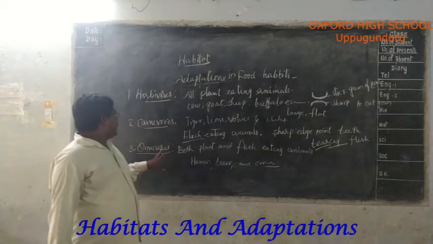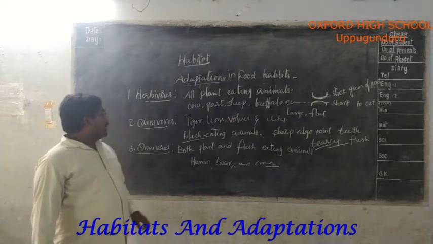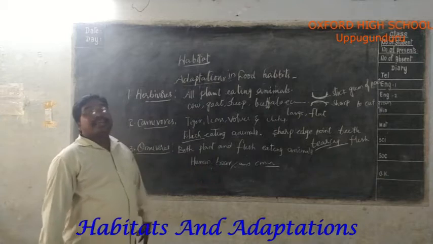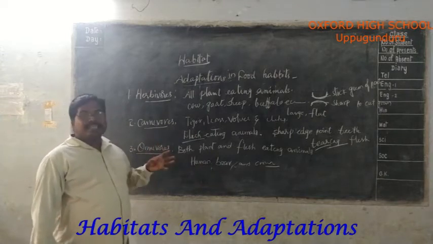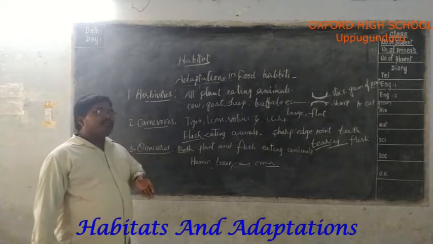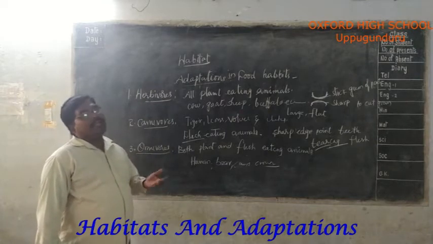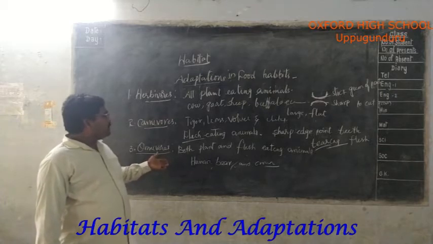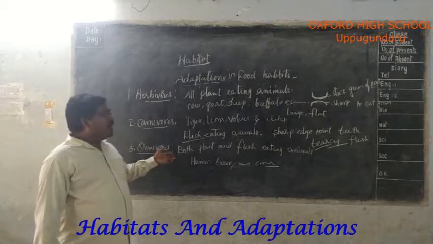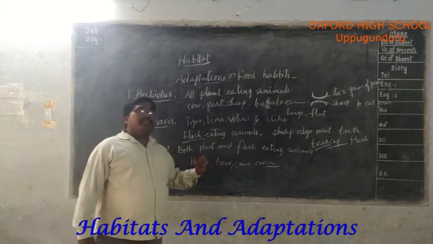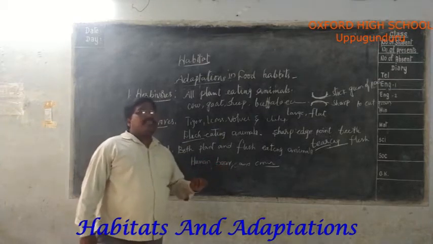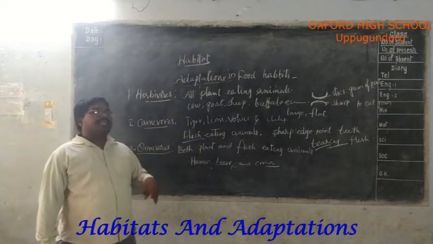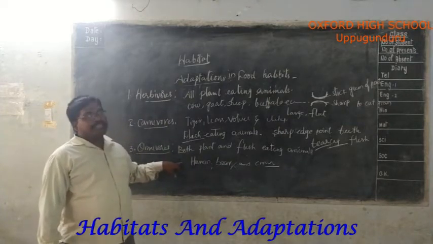So these both plant and flesh-eating animals, like humans and bears, have well-developed teeth for eating both plants and animals. We understand? So these animals have all types of teeth. What its function is, you will learn in the higher classes. So these are the types.